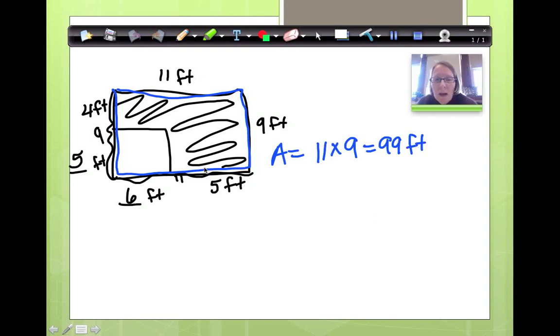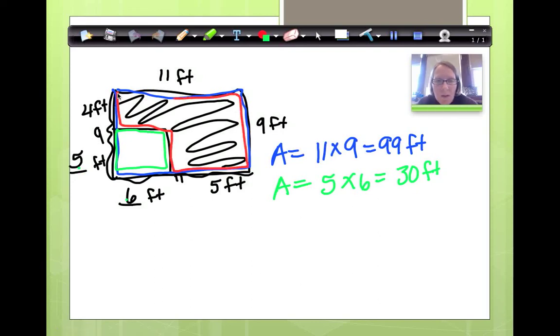Okay, now I need to find out what part is cut out. I need to find out what this is. So the area of the green is going to be 5 right here times 6. 5 times 6 is 30 square feet. Okay, now we need to find the red. What was the red? The red was the shaded part. So how am I going to find that red part? How do I find this unusual shape?